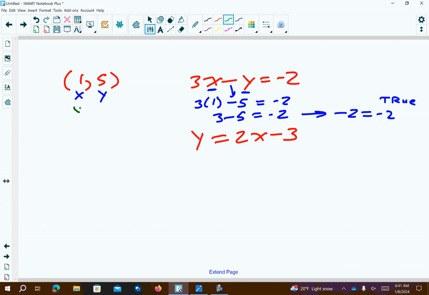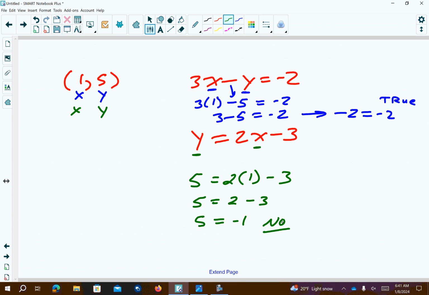Let's see if it works on the second one. My x and y again. I'm going to plug my x in here and my y in here. So I get 5 equals 2 times my x value, which is 1. So 5 equals 2 times 1, which is 2, minus 3. Is 2 minus 3 equal to 5? No, it's equal to negative 1. So no, this doesn't work. This is not a solution.